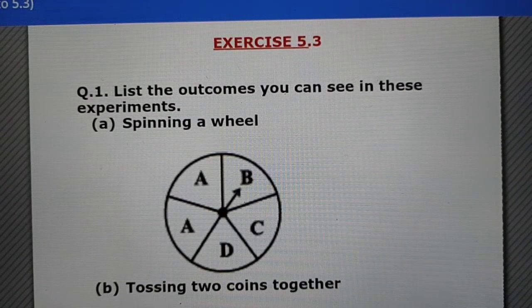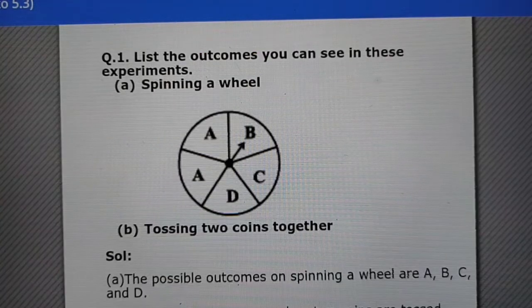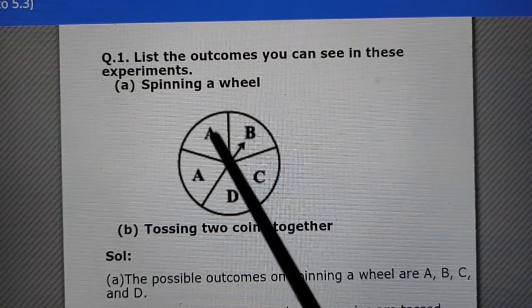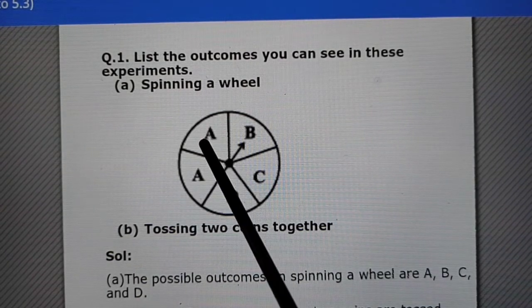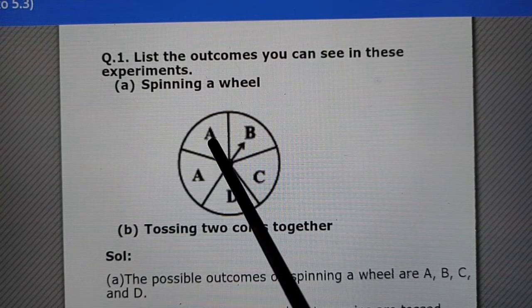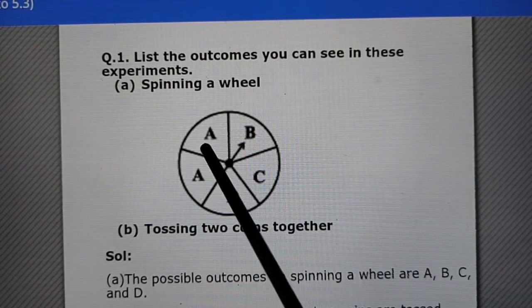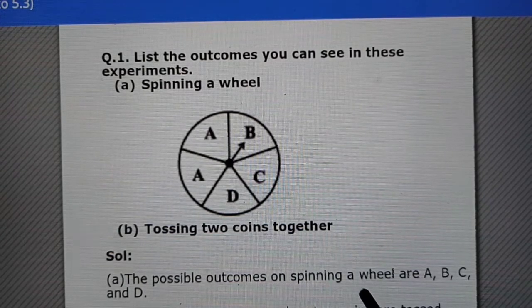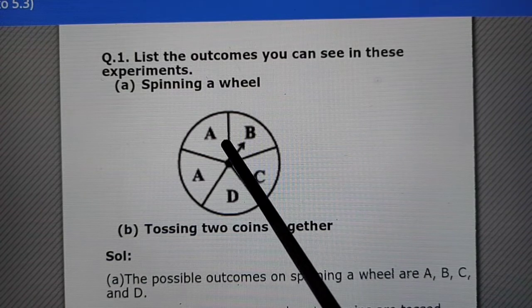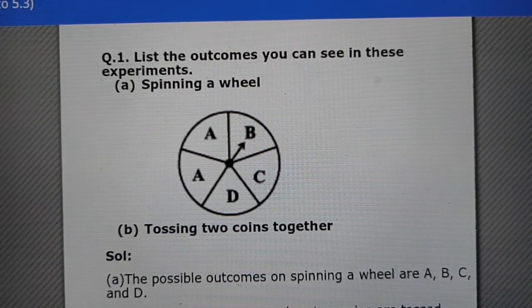Now let us see how we can write its solution. Observe students. The first question is spinning a wheel. How many outcomes? The possible outcomes on a spinning wheel are A, B, C, D, because these two have the same letter, A on this side and A on this. Any outcome can happen. The answer is A in both cases because the same alphabet is used. So the total outcomes are either A with these two chances, or B, or C, or D.